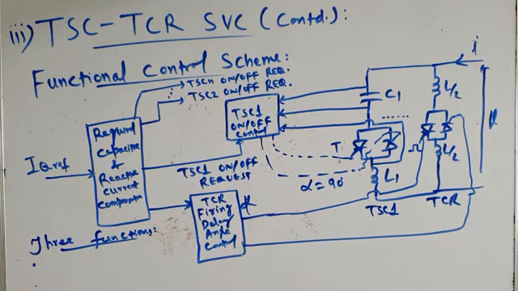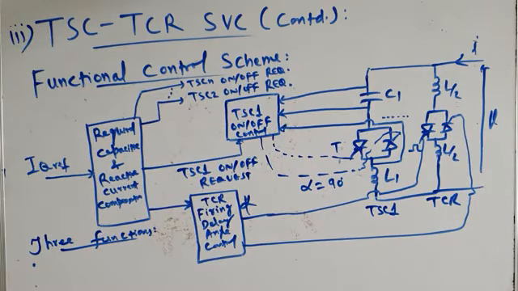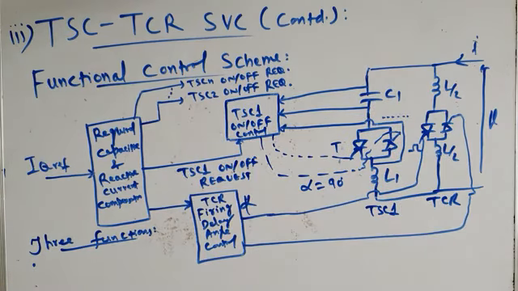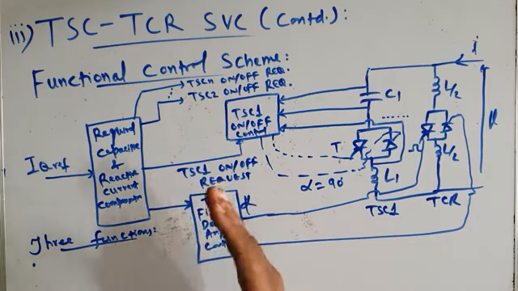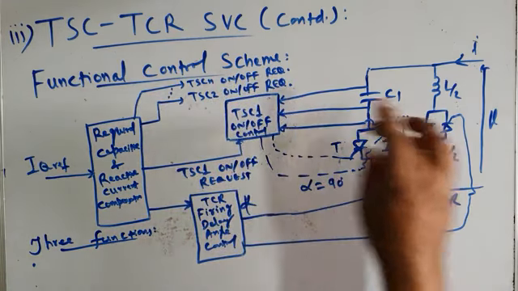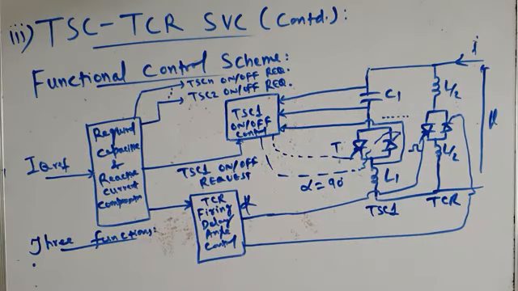The first function is that this complete control scheme calculates the number of TSC branches to be switched in for capacitive reactive current compensation. Depending upon how much reactive power compensation has to be done, it will determine the number of TSC branches which have to be turned on. For example, here I am showing only one TSC branch. There may be n number of TSC branches connected in parallel. How many TSC branches have to be turned on simultaneously?